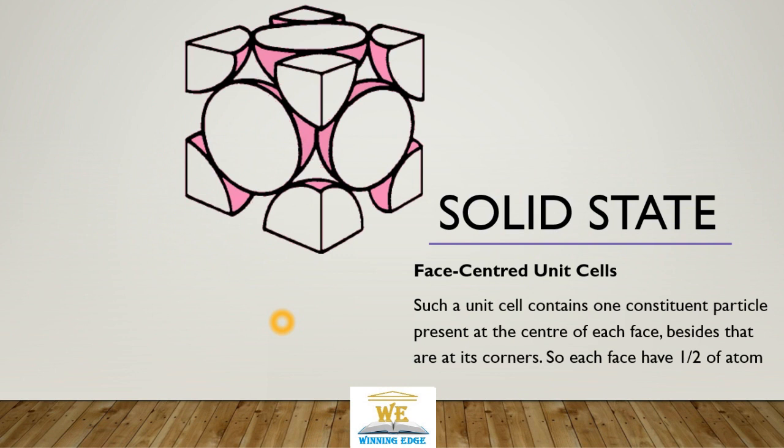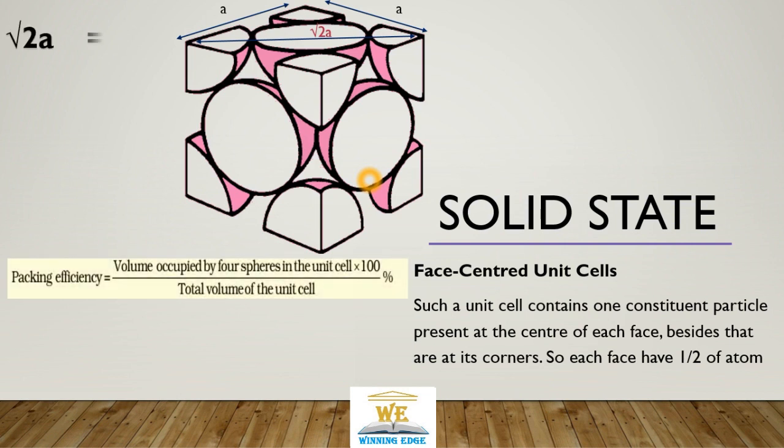Let's calculate its packing efficiency. We know the edge is a, so the face diagonal will be equal to under root 2 a, as we already know. If we see this face length, it is again 4R: R, 2R, R. So under root 2 a will be equal to 4R here. That's what we know. So a will be equal to 2 root 2 R.